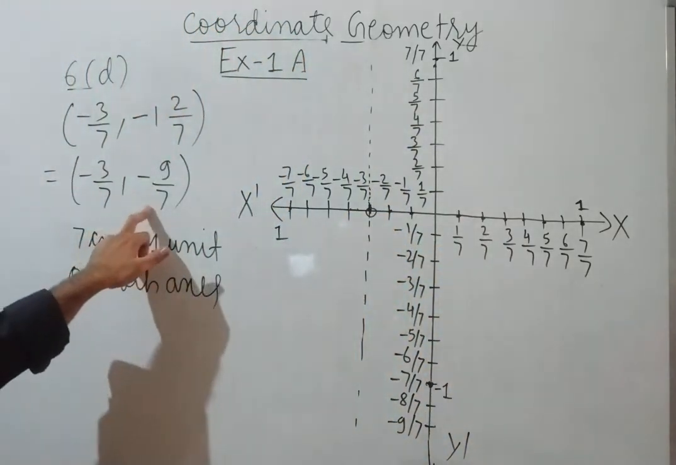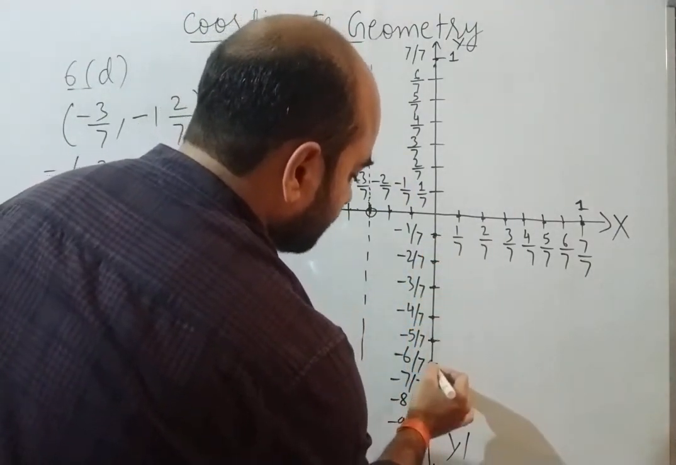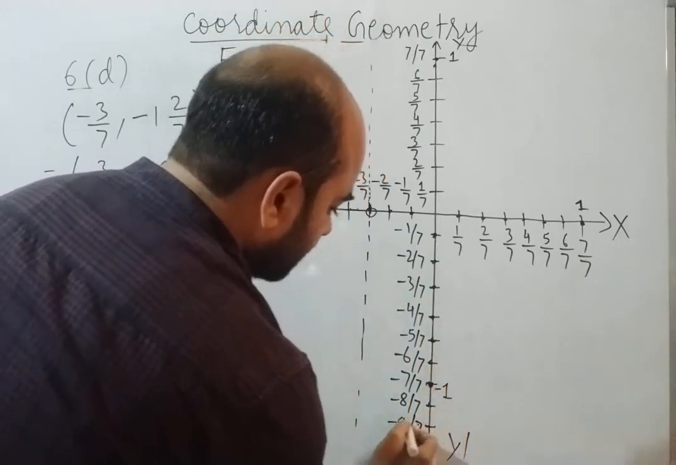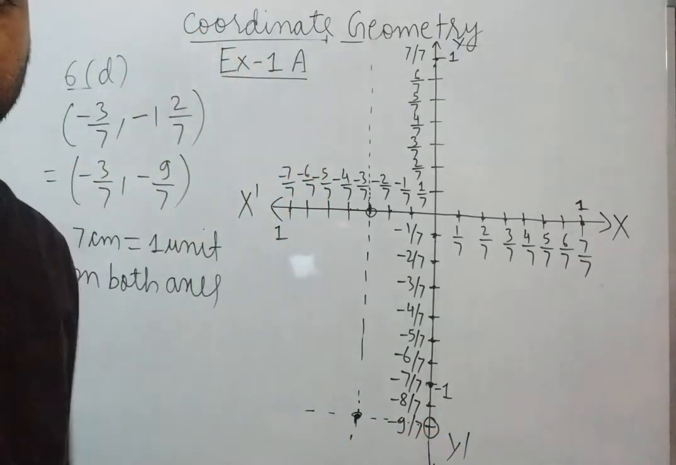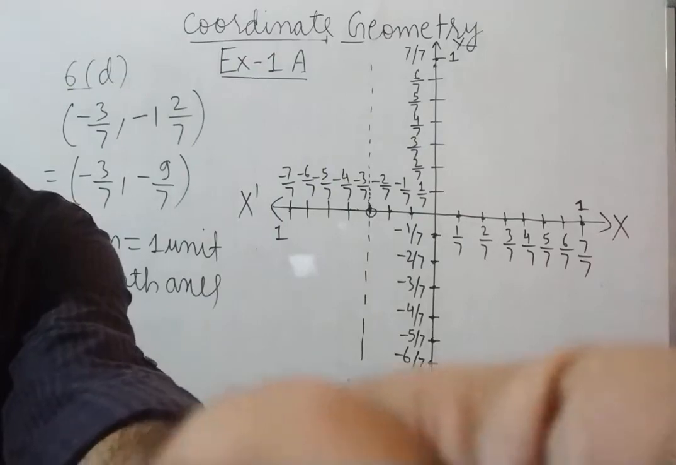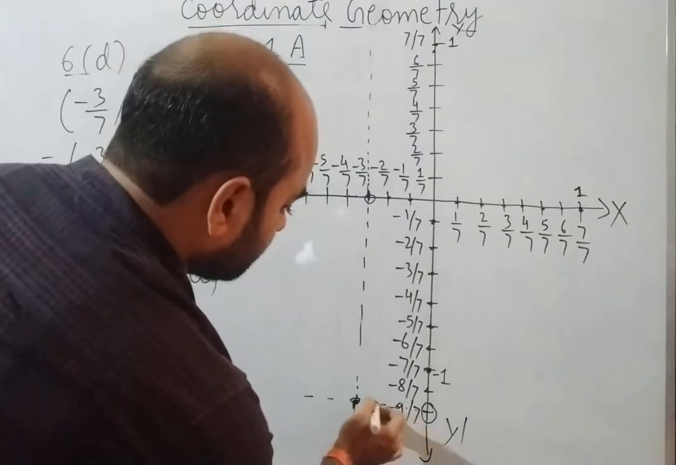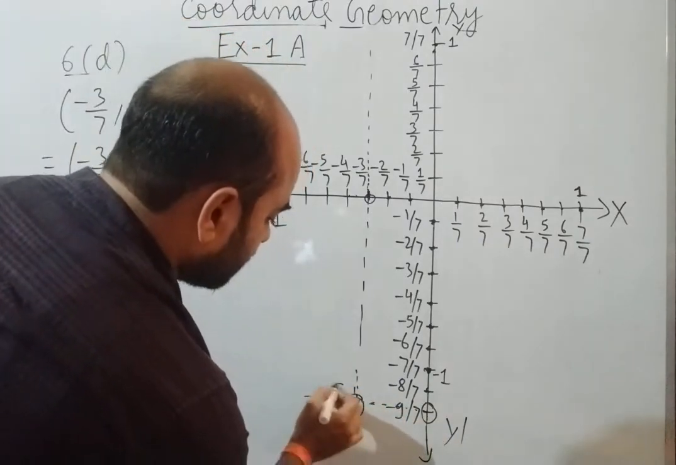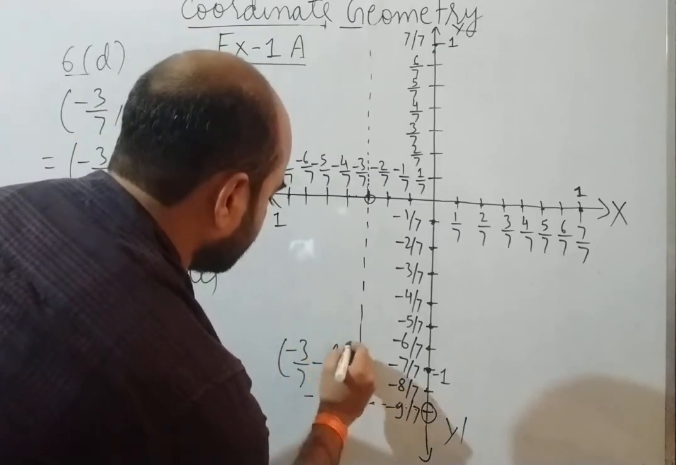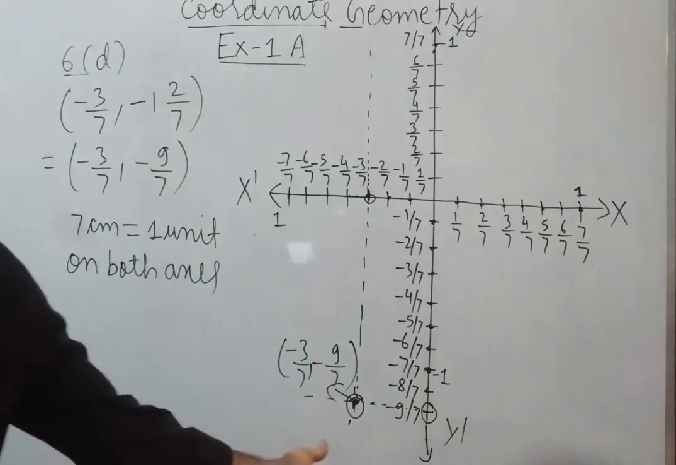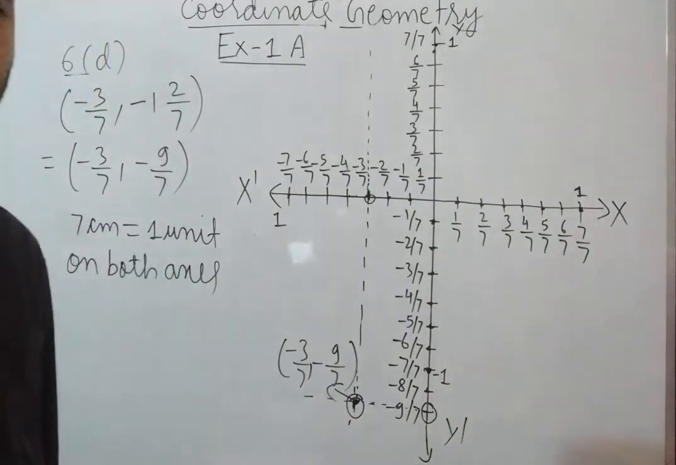And y is minus 9 by 7, it means minus 1 by 7, minus 2, minus 3, minus 4, minus 5, minus 6, minus 7, minus 8, minus 9. So this point is minus 9 by 7. Clear? This is minus 9 by 7. So join these 2 points. So this point is what? The required point, what? Minus 3 by 7 comma minus 9 by 7. So this is the coordinate. Clear? The scale.